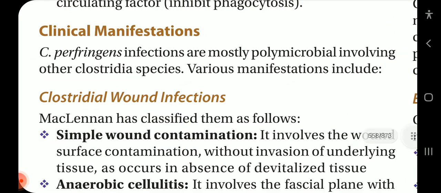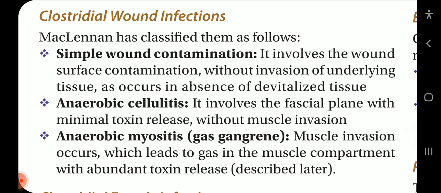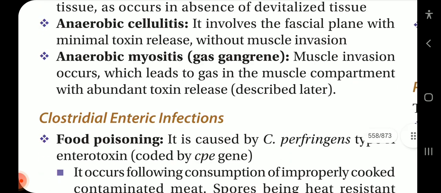Clinical manifestations: Clostridium perfringens infections are mostly polymicrobial, involving other Clostridia species. Various manifestations include Clostridial wound infections. McLennan has classified them as follows. Simple wound contamination involves wound surface contamination without invasion of underlying tissue, as occurs in the absence of devitalized tissue. Anaerobic cellulitis involves the fascial plane with minimal toxin release without muscle invasion. Anaerobic myositis, gas gangrene: muscle invasion occurs, which leads to gas in the muscle compartment with abundant toxin release.